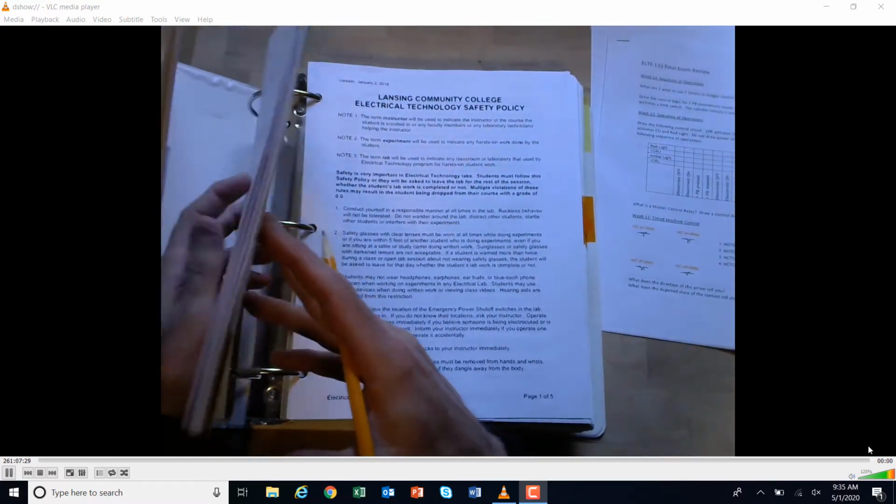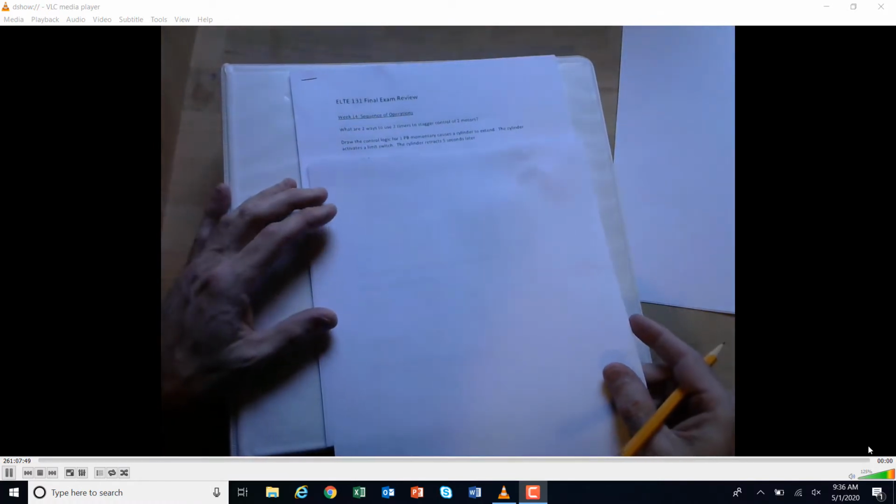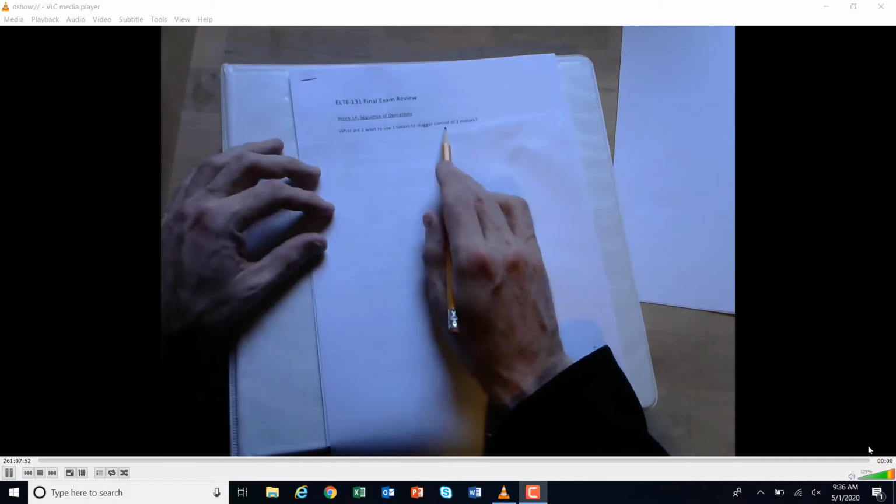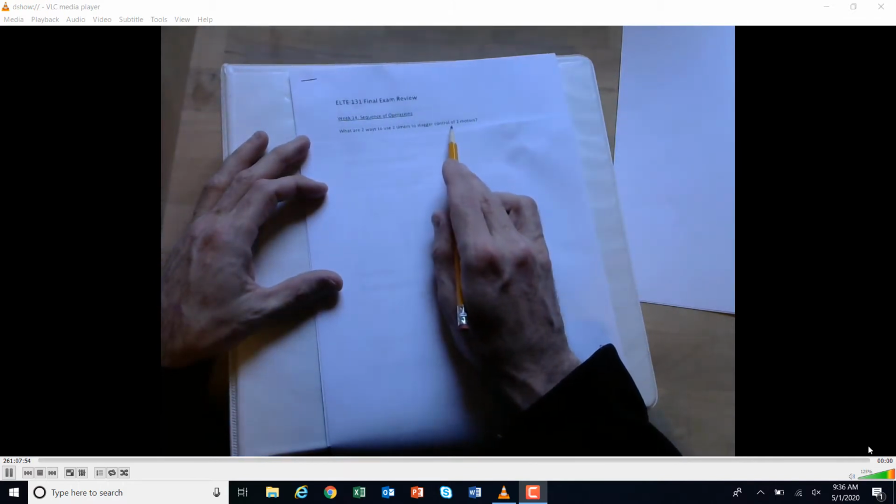And I remind you that these are not items that are on the final exam necessarily. This is just concepts related to the things that are on the final exam, and hopefully they make sense to you. So let's work backwards. We kind of finished up with sequence of operations, and we'll work towards week 1. So number 1, what are 2 ways to stagger control of 2 motors?